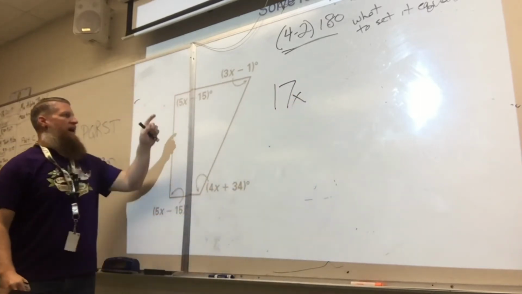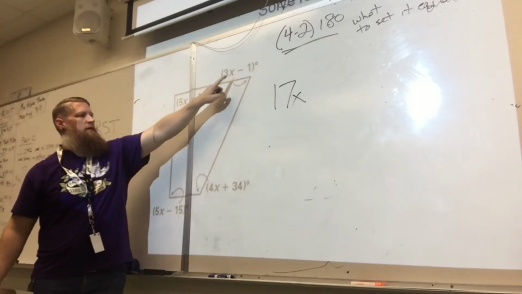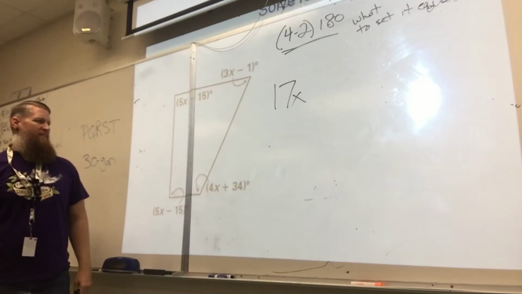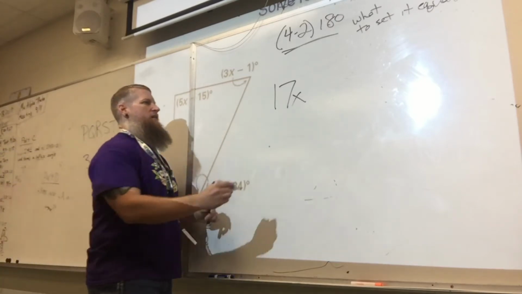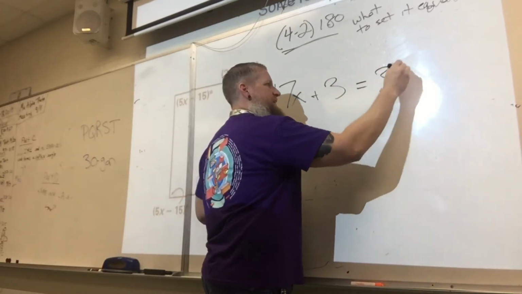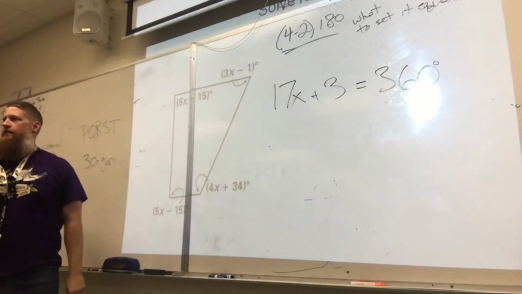So 17x. I got a negative 15 here, a negative 15 there, negative 1 and a positive 3. That gives positive 3, equals 360. How do I solve that now?